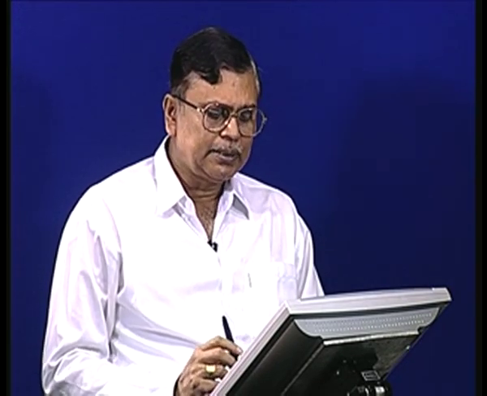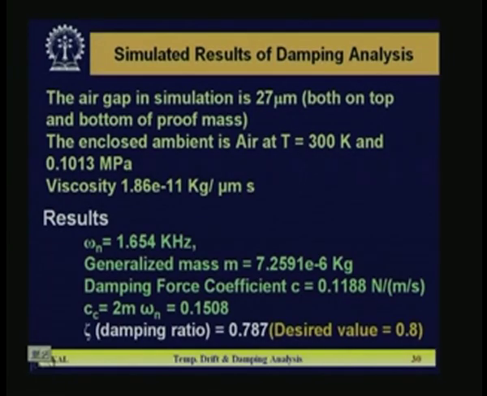The omega n is 1.654 kilohertz. Generalized mass is obtained as 7.259 times 10 to the minus 6 kg. Damping force coefficient C is obtained as 0.1188 Newton per meter second. Cc is calculated as twice m into omega n, which is 0.1508, and the damping ratio, which is important, which we need, that value we got with that simulation is 0.787, and the desired value is 0.8.